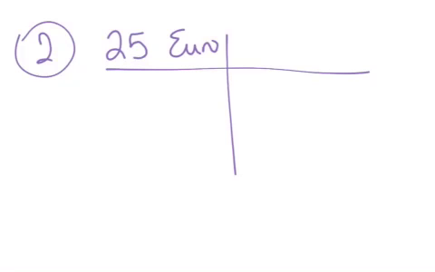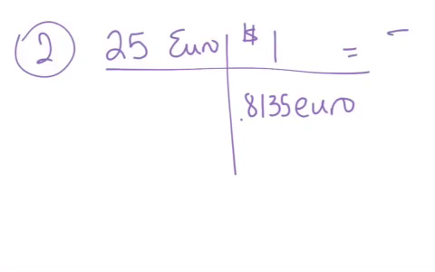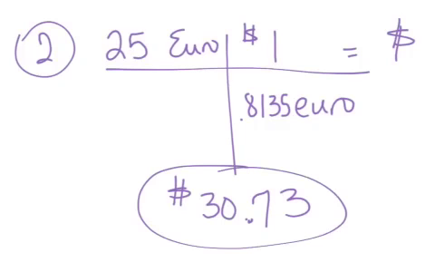Number 2. We would set it up. We know that $1 is equal to 0.8135 euros. So there's our conversion. If we're starting with 25 euros, I have to use my conversion factor. And now I want to know how many dollars, so my answer is in dollars. And my answer is $30.73.